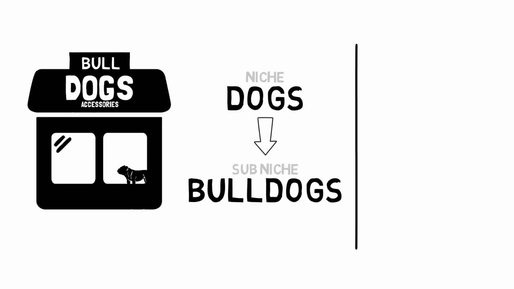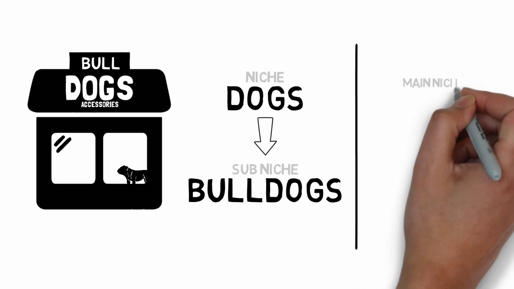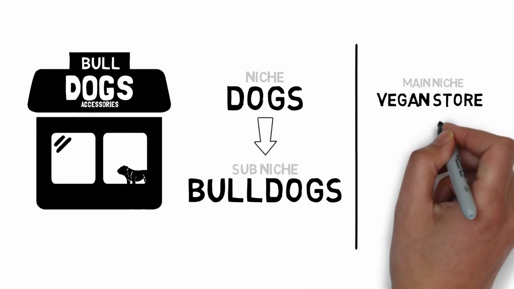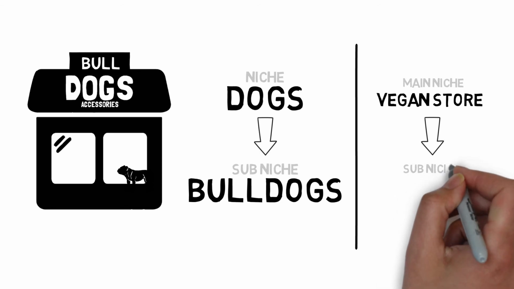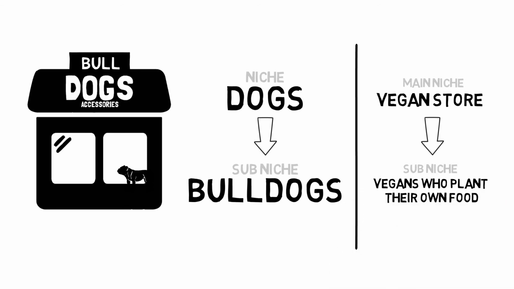And it can go as deep as you want. For example, you can make a print-on-demand store about vegans, then sub-niche it with products and apparel made for vegans who plant their own food. Now it's a deeply targeted sub-niche, rooted in the main niche of veganism. I guess you got it perfectly by now.